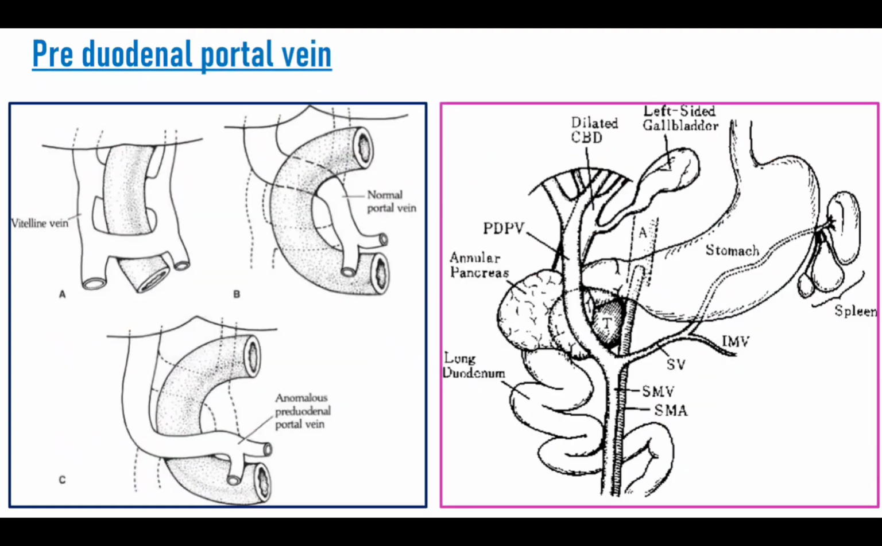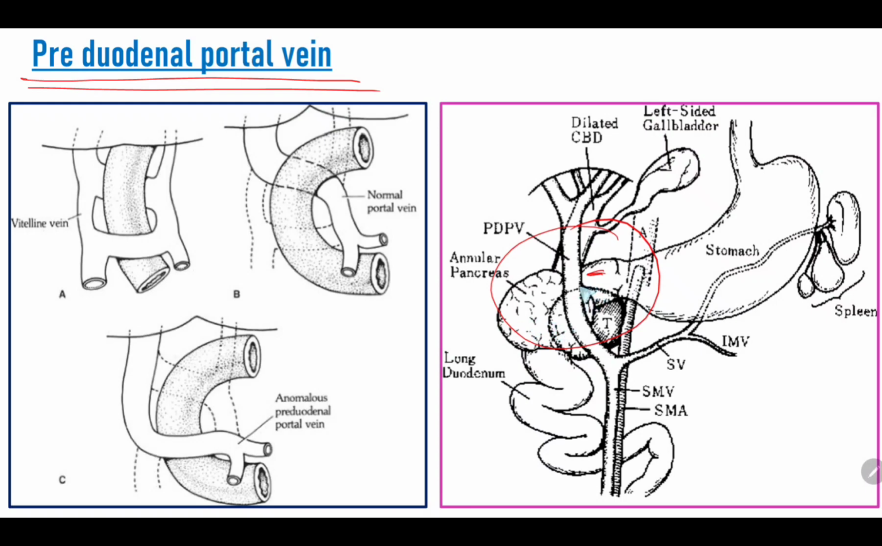The portal vein is present behind the first part of the duodenum. It is retroduodenal. During development, the portal vein goes behind the first part of the duodenum. Sometimes this portal vein lies in front of the first part of the duodenum, and that is known as a pre-duodenal portal vein. Here in this diagram, we are seeing the portal vein is here. Here is the duodenum, and the portal vein is present just in front of it.